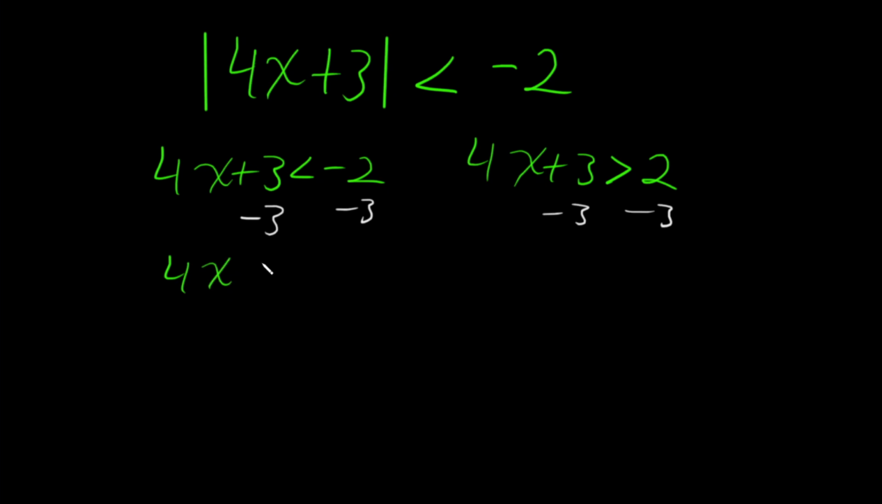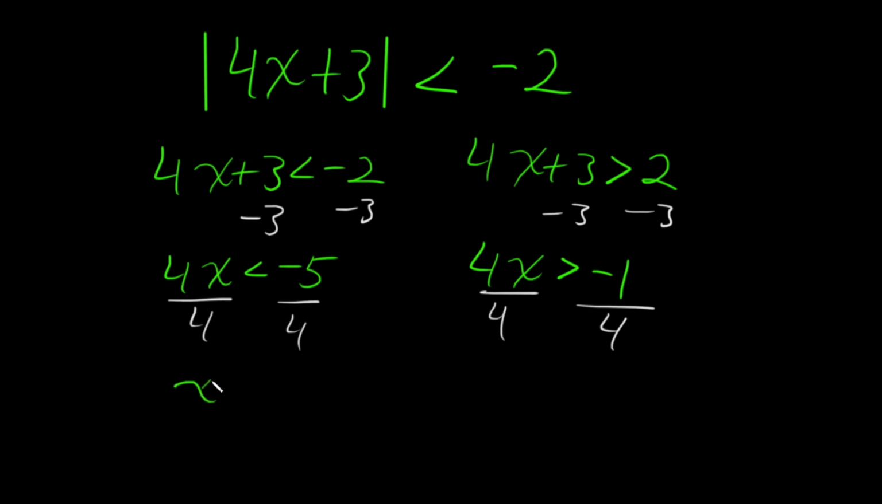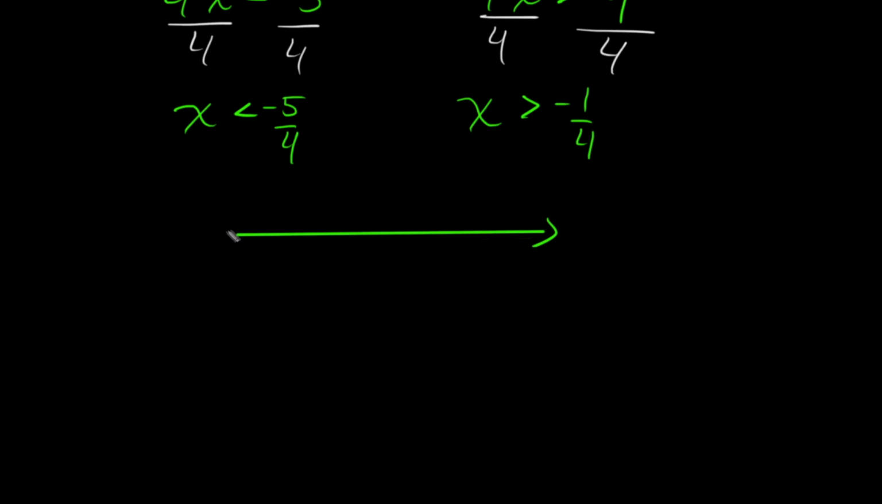Now 4x is less than negative 5. Over here, 4x is greater than negative 1. Divide both sides by 4. We have x is less than negative 5/4. Over here, we have x is greater than negative 1/4. Graphing this on the number line looks like this. X is less than negative 5/4, open circle to the left. X is greater than negative 1/4, open circle to the right.